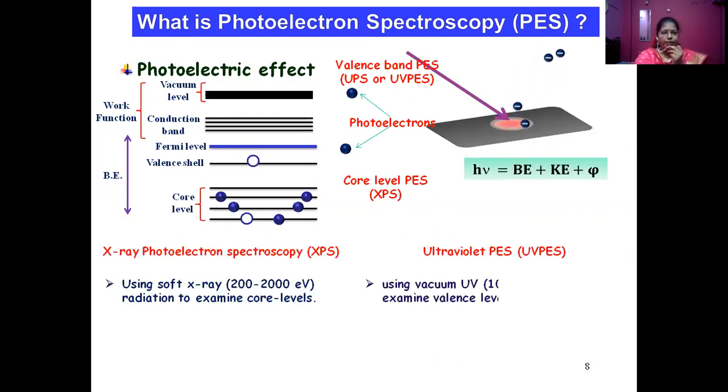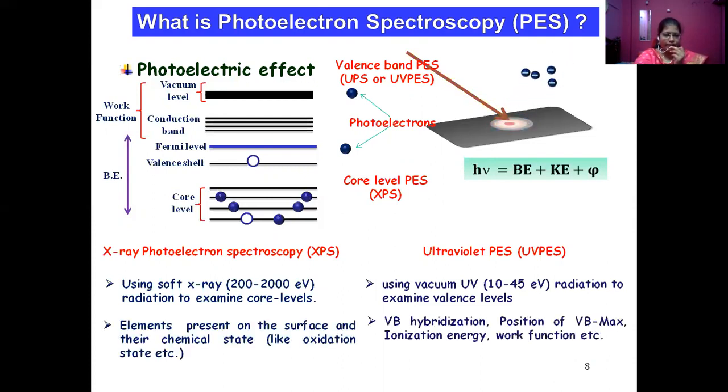So what is the main difference between X-ray photoelectron spectroscopy and ultraviolet photoelectron spectroscopy? In X-ray photoelectron spectroscopy, using soft X-rays of 200 to 2000 electron volt radiation, we can determine the core levels. In the case of ultraviolet photoelectron spectroscopy, using a vacuum UV 10 to 45 electron volt radiation, we can examine the valence level.